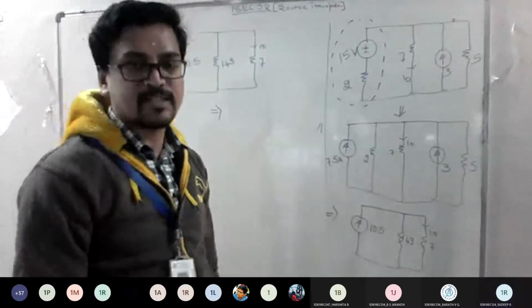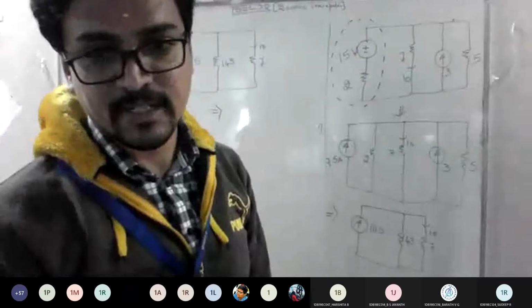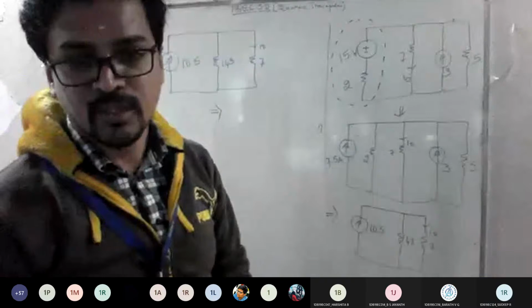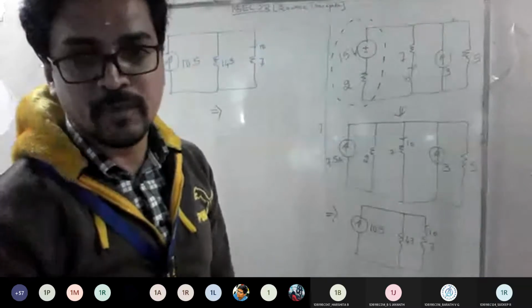Okay, listen here. So let's try to do both methods. We'll see the answer. It should match, right? Listen. So will any of you know how to convert that to mesh and do it? So let me tell you how to do the branch current logic.